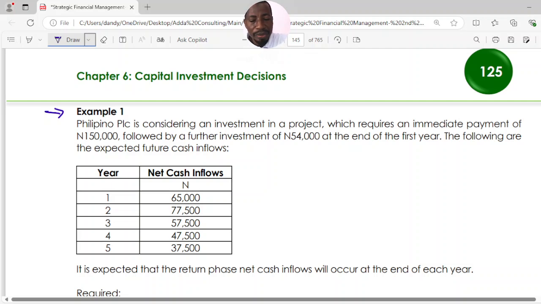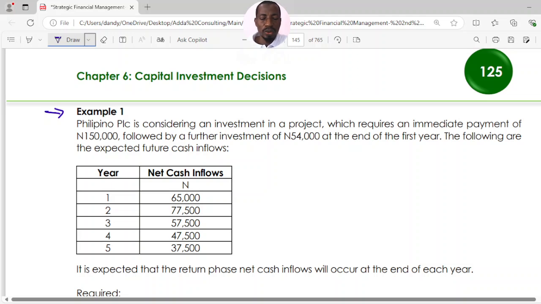So Filipino PLC is considering an investment in a project which requires an immediate payment of 150,000 naira, followed by a further investment of 54,000 naira at the end of the first year. The following are the expected future cash flows. These are the cash inflows the project will generate from year 1 to 5. It is expected that the net cash inflows will occur at the end of each year.